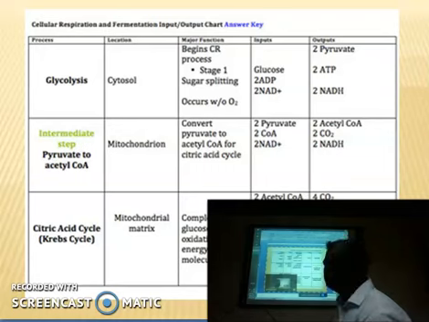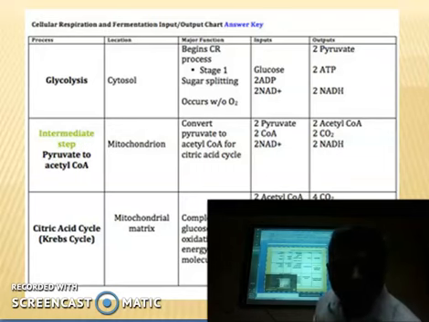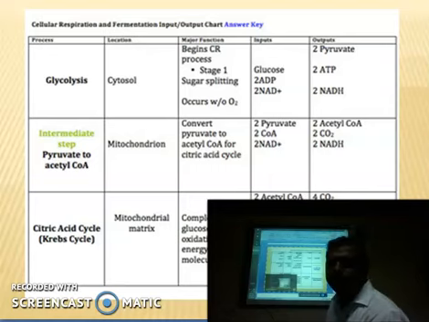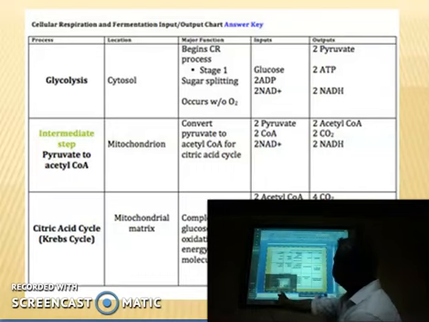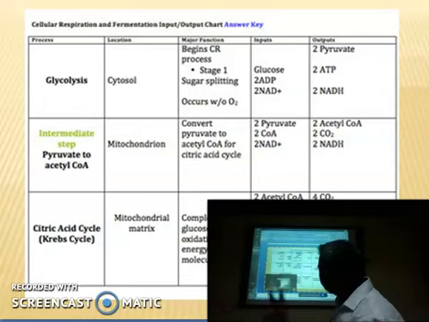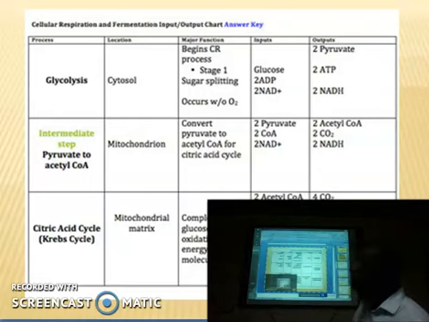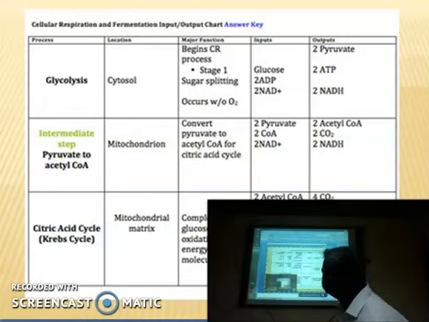Now the cellular respiration or fermentation inputs and outputs chart. This is the answer key. Generally these are the processes: glycolysis, pyruvate to acetyl-CoA, and the citric acid cycle. We measure carbohydrate metabolism. The location of glycolysis is the cytosol, the intermediate step of pyruvate to acetyl-CoA is found in the mitochondria, and the citric acid cycle is in the mitochondrial matrix.